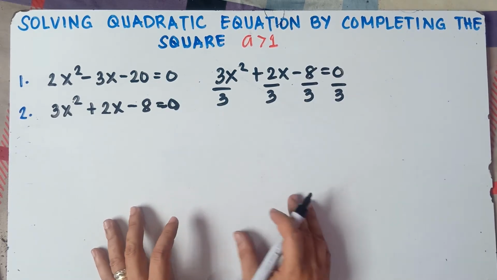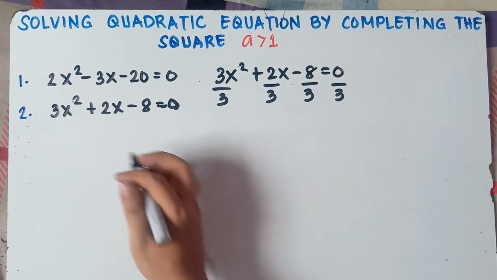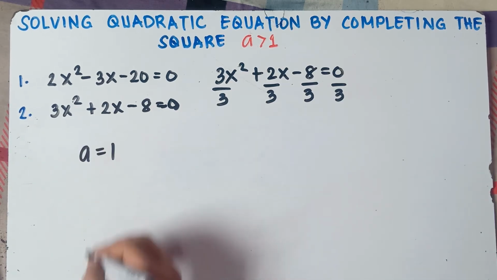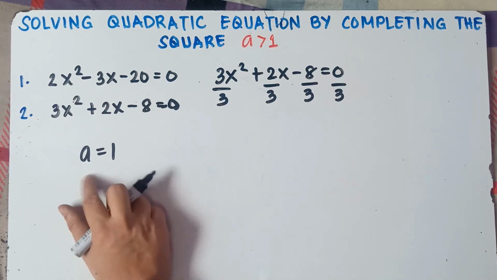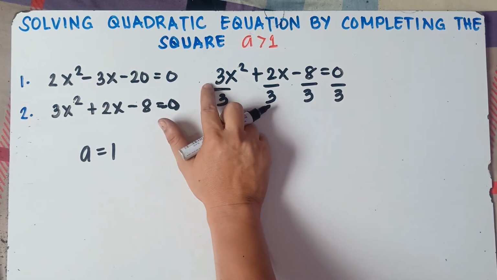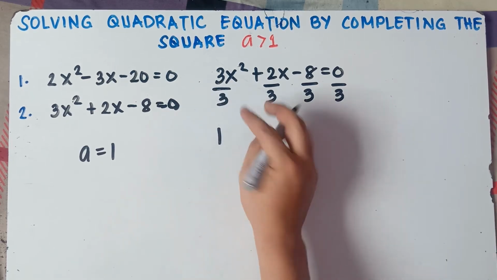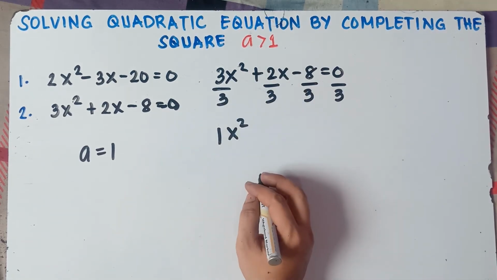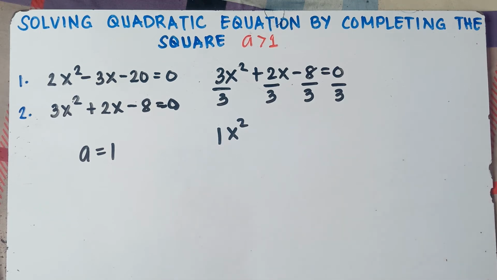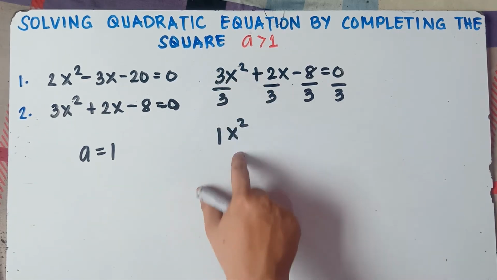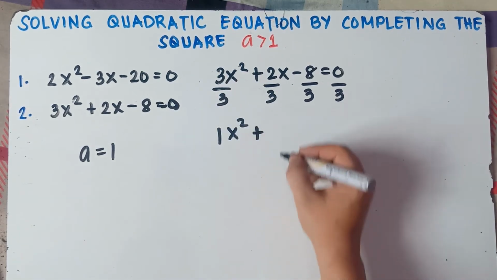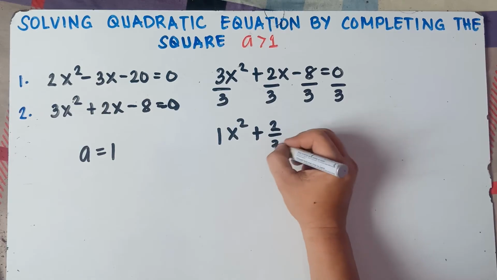Once again, you'll be asking the question, why is that, sir? So that our value of a will be equal to 1. In completing the square, a should be equal to 1. Now, since this is 3, we need to divide this one by 3, because 3 divided by 3 is 1, then copy x squared. Plus, copy 2 over 3x.